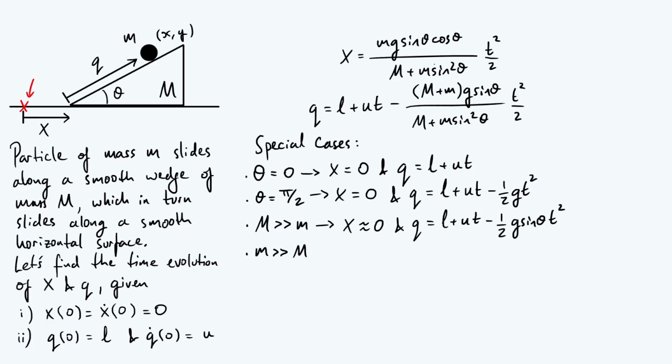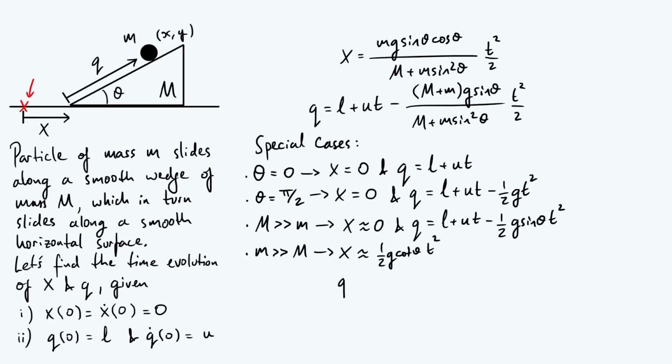If small m is much bigger than big M, then for x, this capital M is basically negligible on the denominator. So let's cross that off. And then the small m on the top and the bottom are going to pretty much cancel. Then you've got sine theta cos theta over sine squared theta. One factor of sine theta cancels, and then you've got cos over sine, which is cot. And so we can say that x is roughly equal to half g cot theta times t squared.